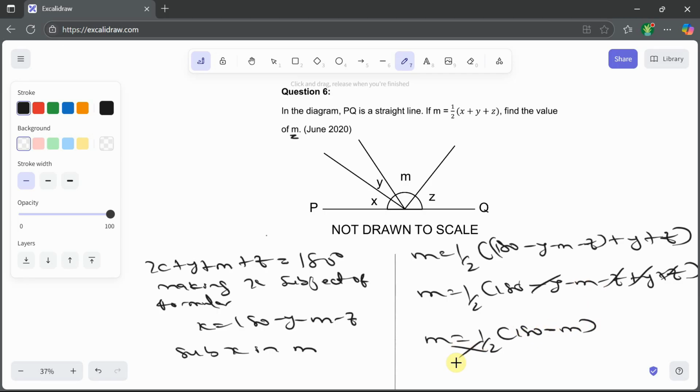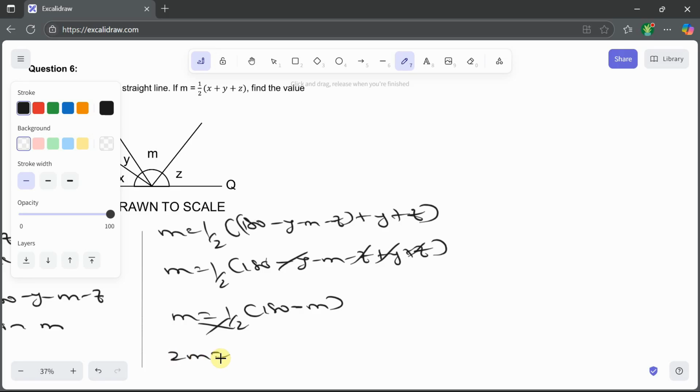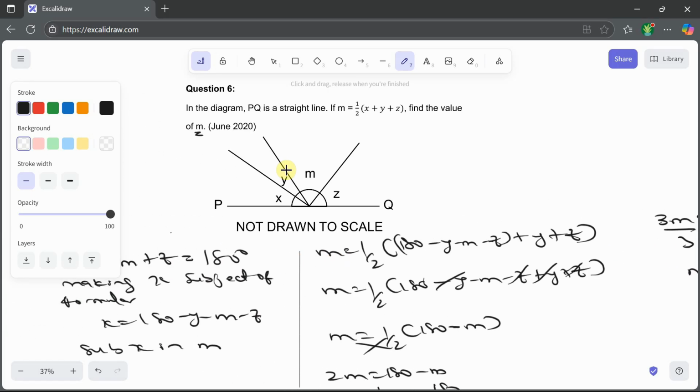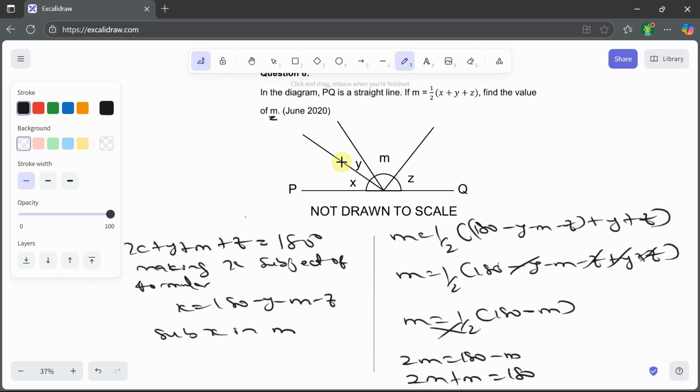So if I cross multiply, I would have 2M is equal to 180 minus M, and if I collect like terms, that would be 2M plus M is equal to 180, and that'll give me 3M is equal to 180. If I divide both sides by 3, my M is equal to 60 degrees. So the question is how to find the value of M, and that's what we have done. Always start from what you know, right, and move up. So x plus y plus M plus z is equal to 180 because it's angles on a straight line, right, which sums up to 180 degrees.